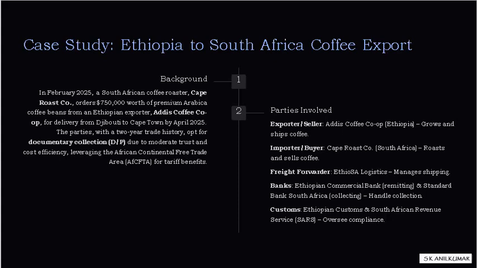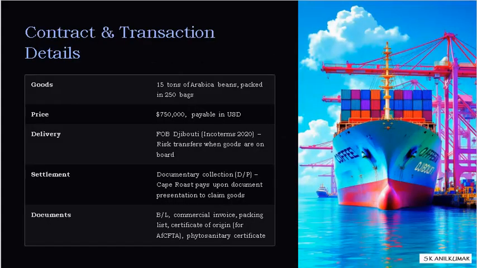How will the contract be settled? There are 15 tons of Arabica beans to be packed in 250 bags, valued at $750,000, sent FOB Djibouti. FOB is free on board. The risk transfers the moment goods are put on the ship.